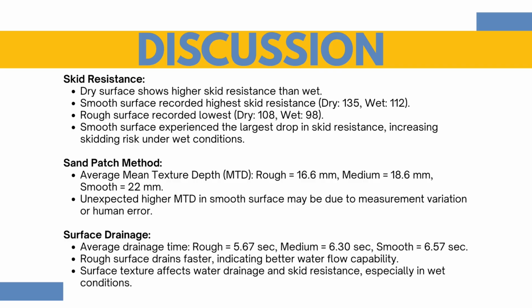For the sand patch method, the measured mean texture depth was highest on the smooth surface at 22 mm, followed by medium at 18.6 and rough at 16.6. This result is unexpected, as rougher surfaces typically show higher texture depth. The difference may be due to measurement variations or human error during testing.